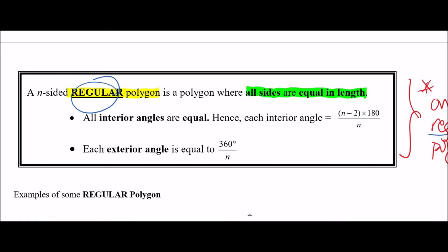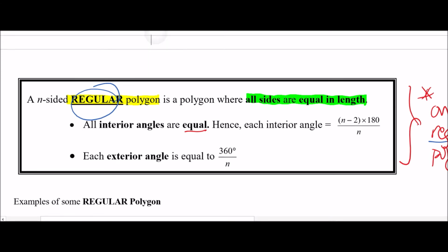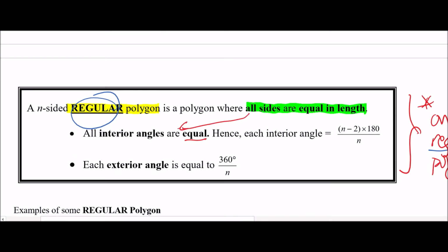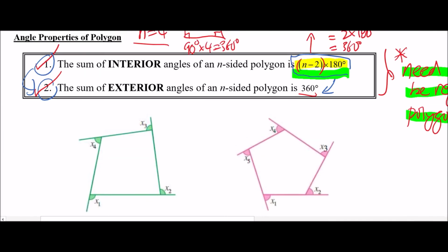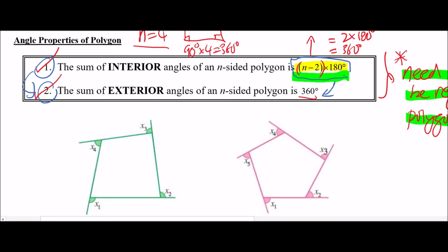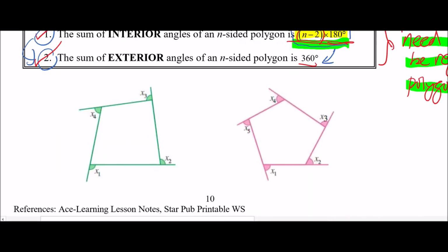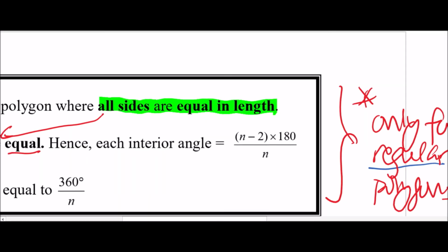All sides are equal. Okay, the interior angles are equal. Because all the sides are equal, therefore, all the interior angles are equal. Remember that in the previous part, the sum of the interior angles is given by (n minus 2) times 180. So if there are n interior angles and they all add up to this, what is each interior angle? Very simply, you just take that and divide by n, because they're all equal.